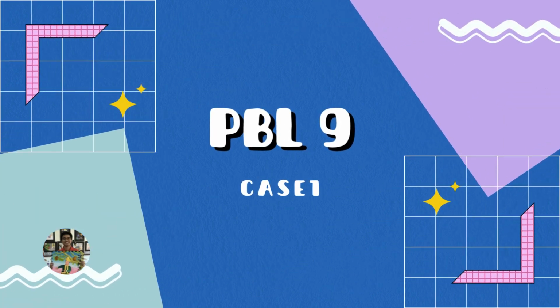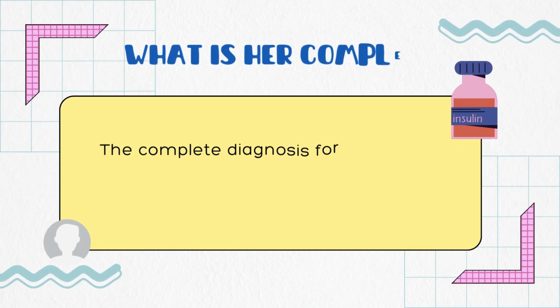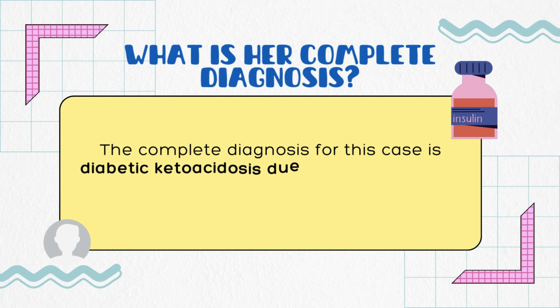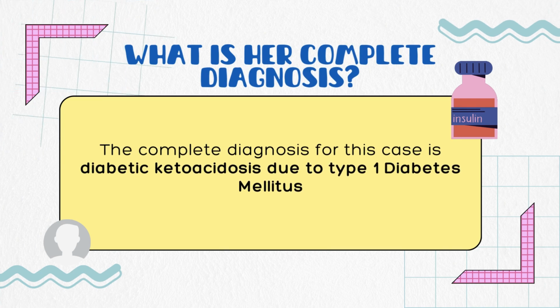Hi, we're from PBL 9 and we're going to present case 1. And this is the case. The complete diagnosis for this case is diabetic ketoacidosis due to type 1 diabetes mellitus.